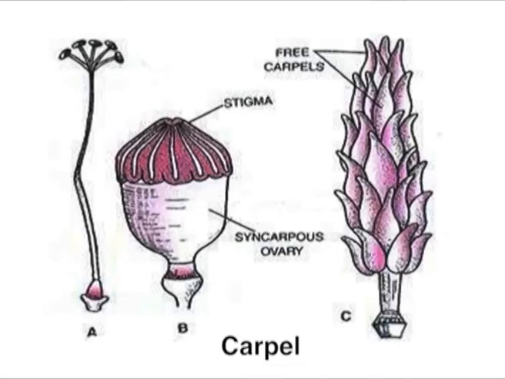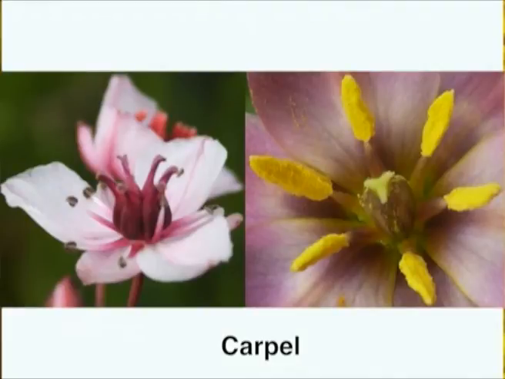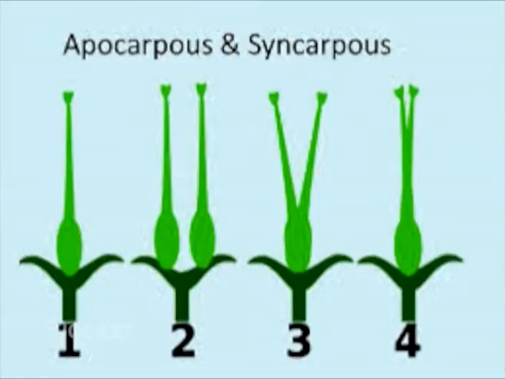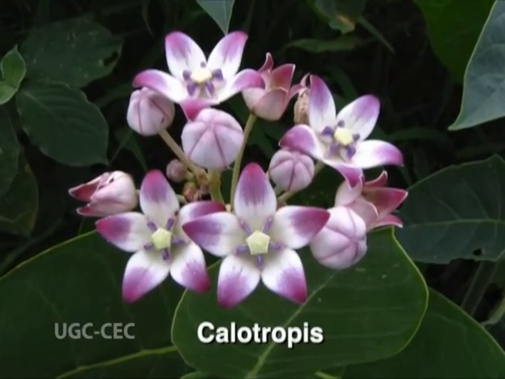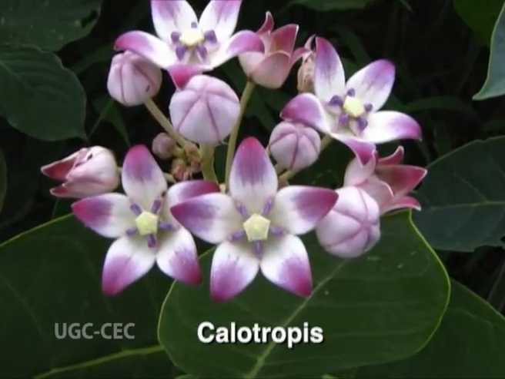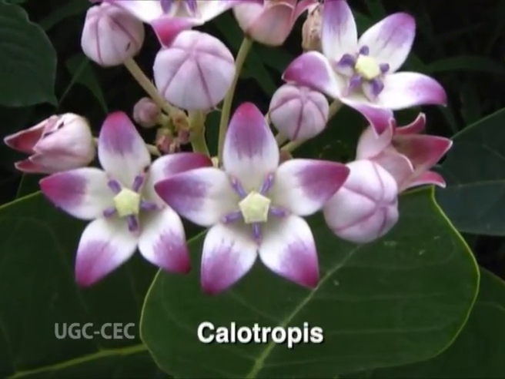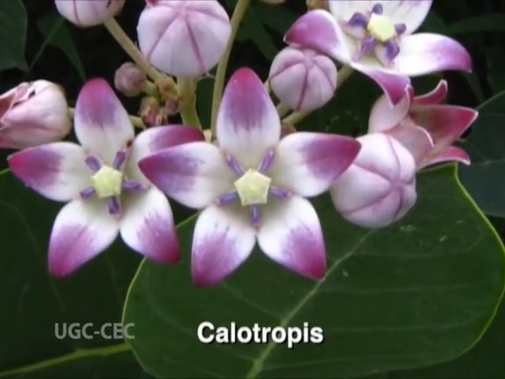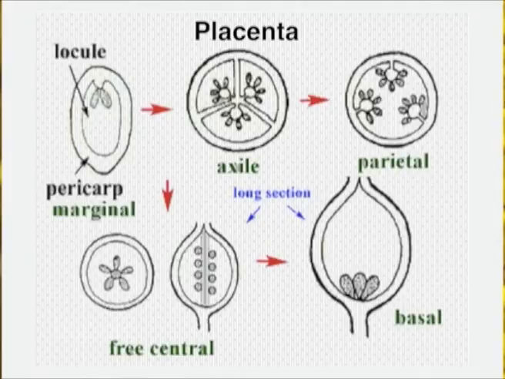When the carpels are free, they are called apocarpous, as in Vinca. If the carpels are fused, they are called syncarpous, as in hibiscus. If the gynoecium is attached with the androecium at the center of the flower, as in Calotropis, it is called gynostegium. The part of the ovary that bears ovules is called the placenta, and the arrangement of the ovules within the ovary is called placentation. Based on this arrangement, several types of placentation are recognized.